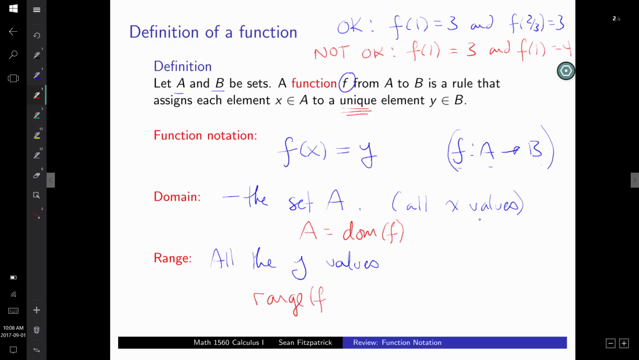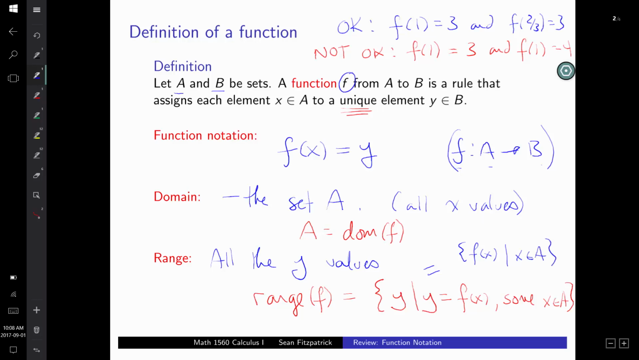Range of f. So what is it? Well, it's the set of all values y such that y is equal to f of x for some x in A, if you were going to write it as a set. Another way that you could write this is simply the set of all values f of x, where x is an element of A. Okay.